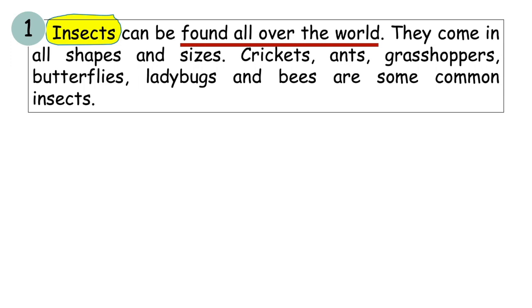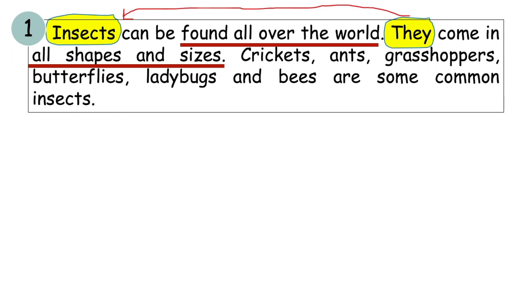They come in all shapes and sizes. They is talking about insects. So insects come in all shapes and sizes. Crickets, ants, grasshoppers, butterflies, ladybugs, and bees are some common insects. So this whole long list over here, these are all common insects. So these are all types of insects.